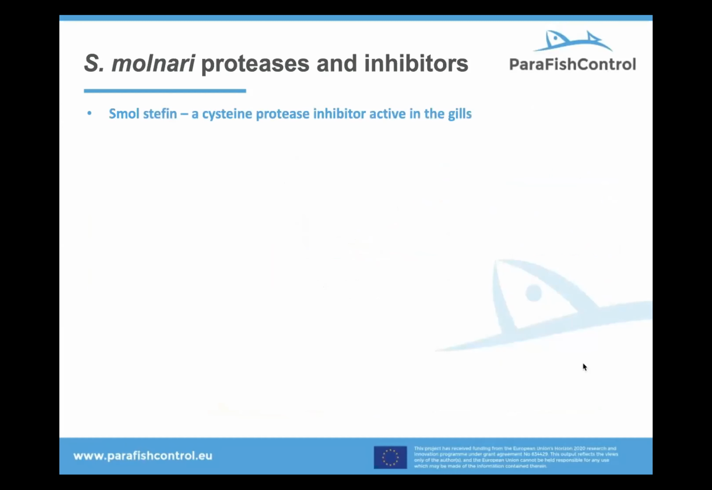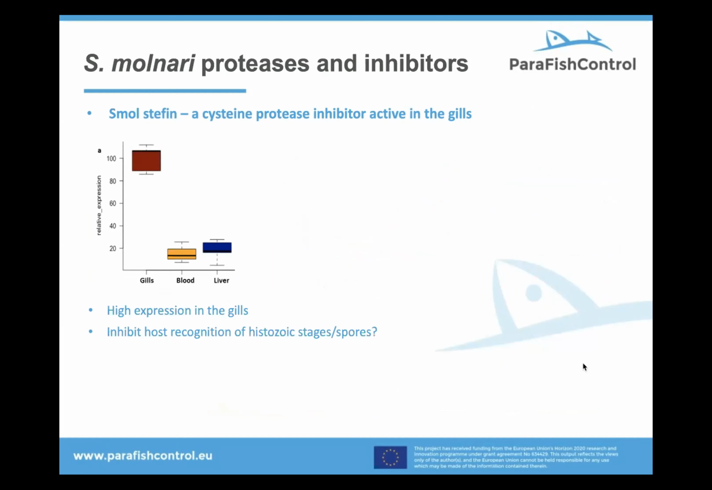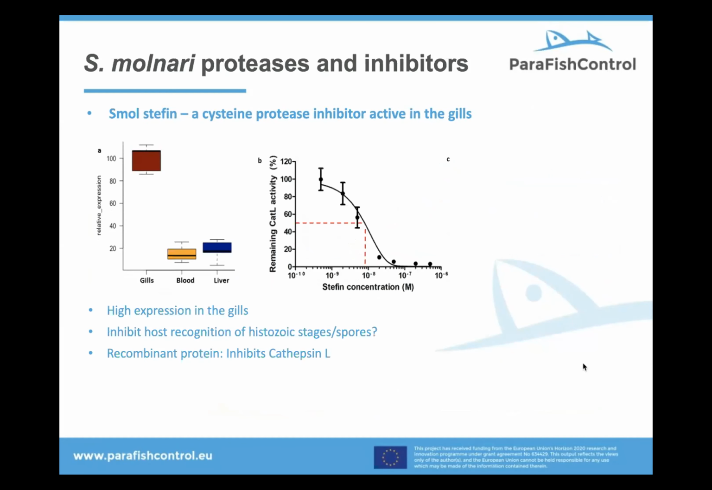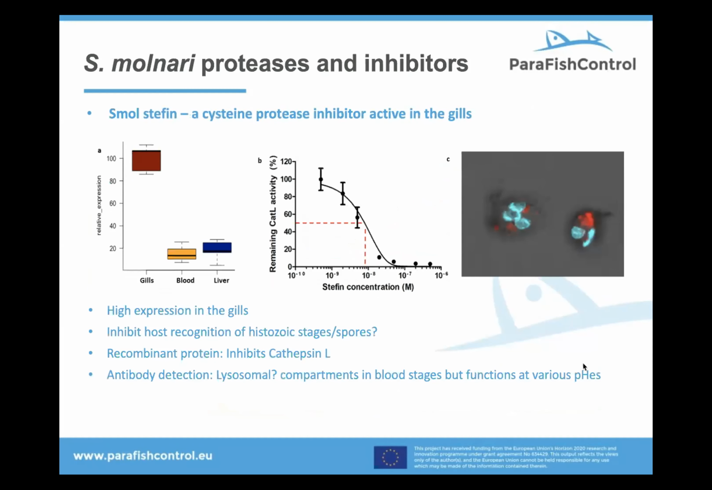So the last candidate we looked at is a cysteine protease inhibitor that's active in the gills, where we haven't gone that far with it. I'll just tell you that we found it inhibits cathepsin L, and that we've made an antibody from the recombinants and can visualize it, but we don't yet know what it does in the gills because we haven't had time to look at the gills yet. We only know about the blood stages.